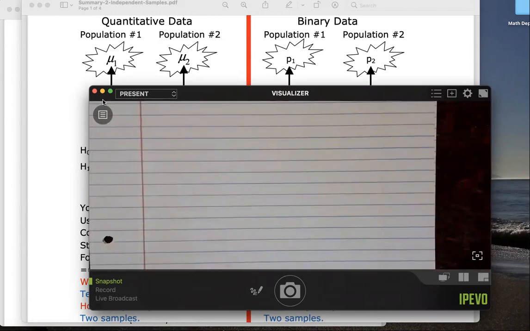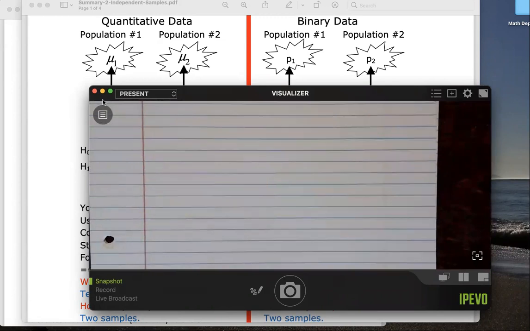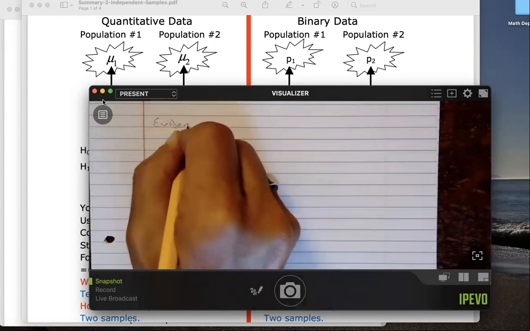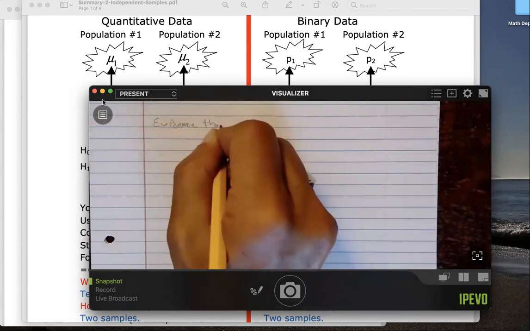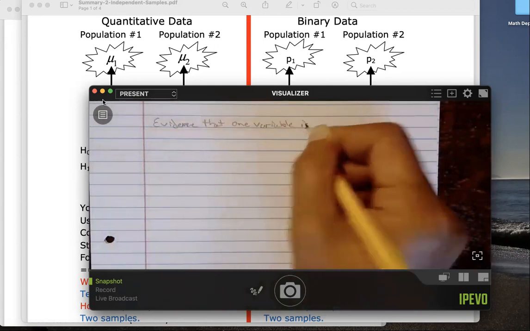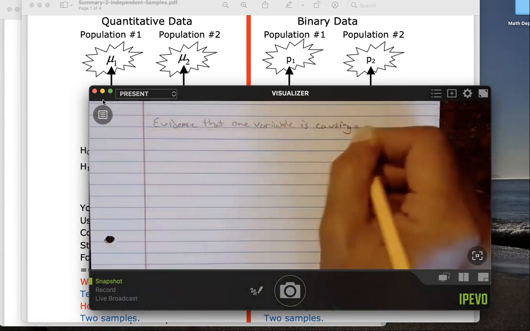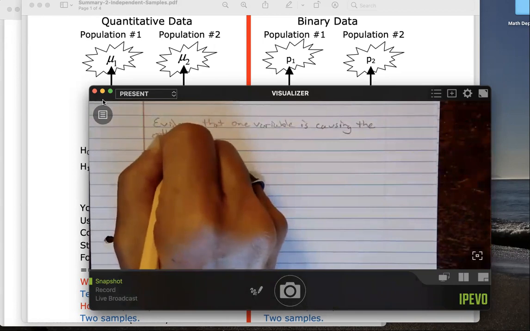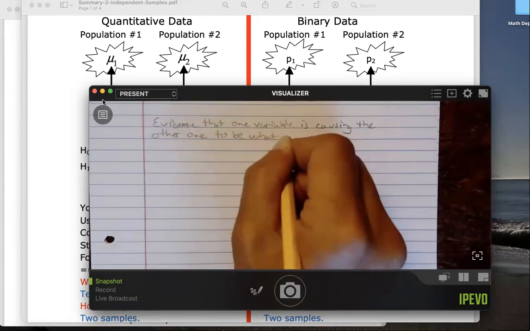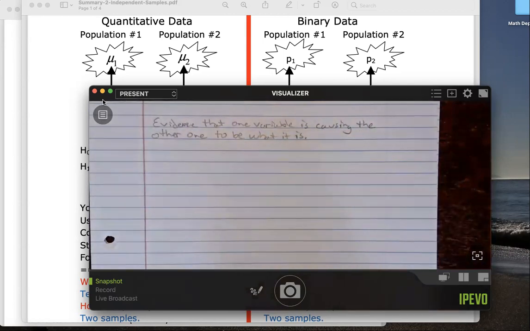Remember back when you were learning about regression, and that was on exam one, and we told you cannot use regression to show that there's cause, that one variable is causing the other. Well, how can you establish cause, sometimes called a causal relationship? Evidence. That one variable is causing the other one to be what it is, or to have what value it has. How do you do that?